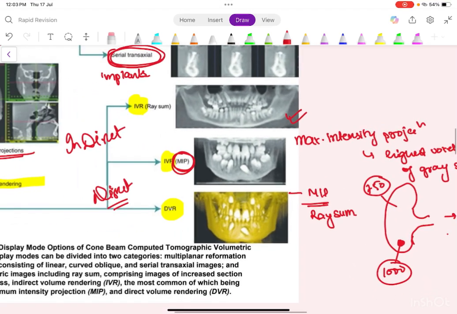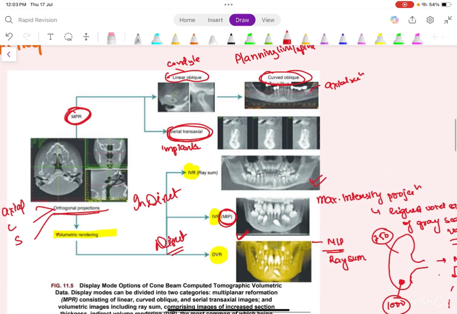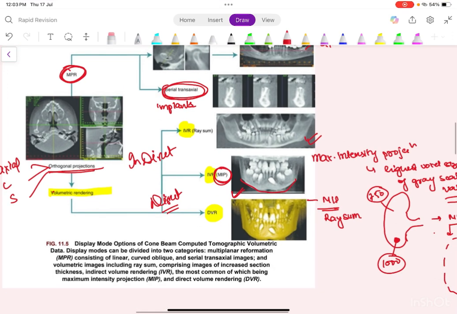If you observe here in MIP, we are selecting the bone voxel value that we want to see, right? Basically we are selecting radiography. Then what is RASM? RASM is basically the concept of making other radiographs from one CBCT. You had a CBCT and you formed an OPG, or you can even form a lateral ceph. So this is called RASM.